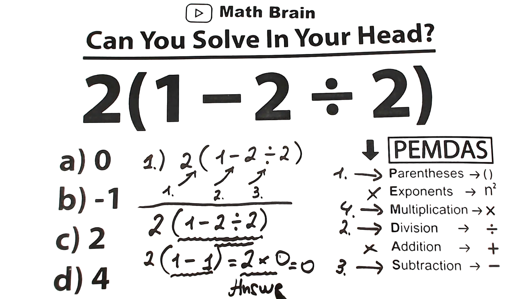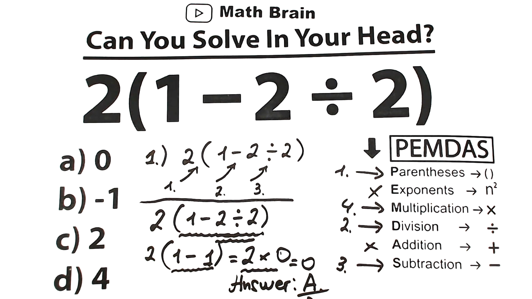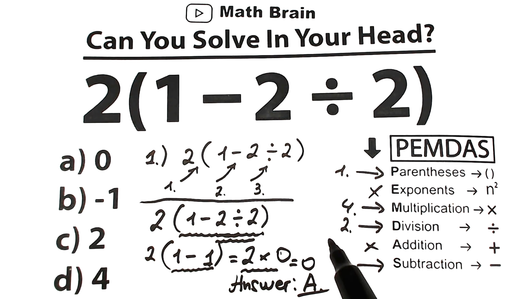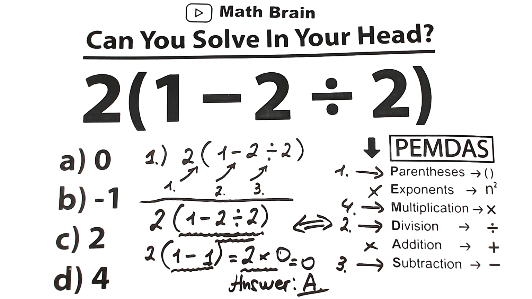Moreover, I hope your answer is the same as mine, but definitely don't feel bad if you got this wrong. It happens sometimes that you should learn or remember something. So here's our answer A, and the correct answer is A, the correct answer is 0 according to the PEMDAS order of operation.